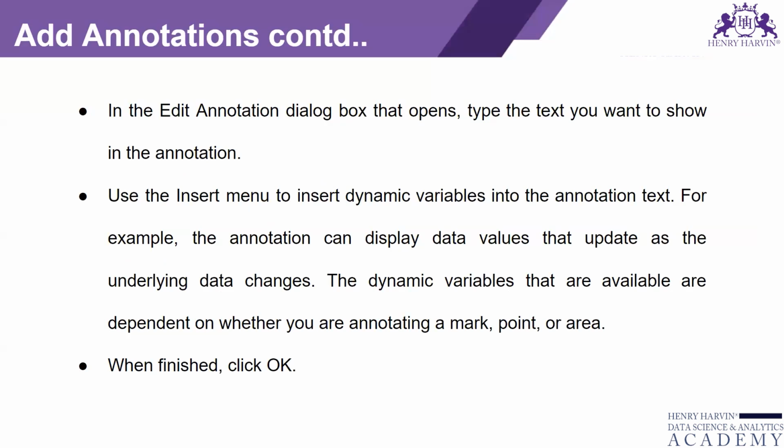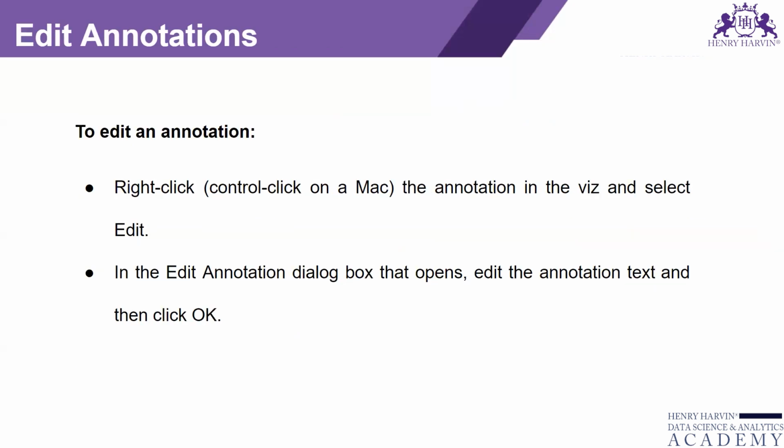In the edit annotation dialog box that opens, type the text you want to show in the annotation. Use the insert menu to insert dynamic variables into the annotation text. For example, the annotation can display data values that update as the underlying data changes. The dynamic variables that are available are dependent on whether you are annotating a mark, point, or area. That is how you can edit an annotation and how you can insert an annotation.